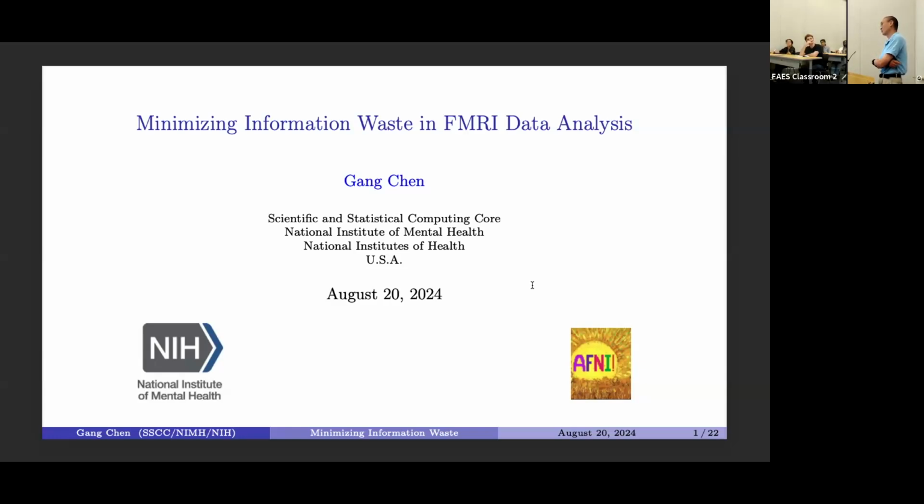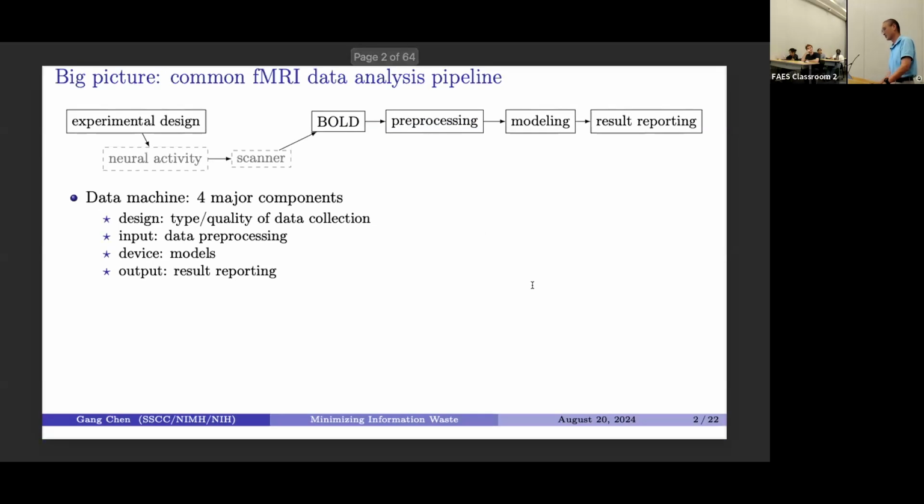I'm a statistician working at the Scientific and Statistic Computation Core, and I manage the AFNI software for brain image data analysis. I was given this talk, minimizing information waste, so I had to think about what I would like to cover on this topic. I'm going to focus on three stages during the fMRI data analysis pipeline.